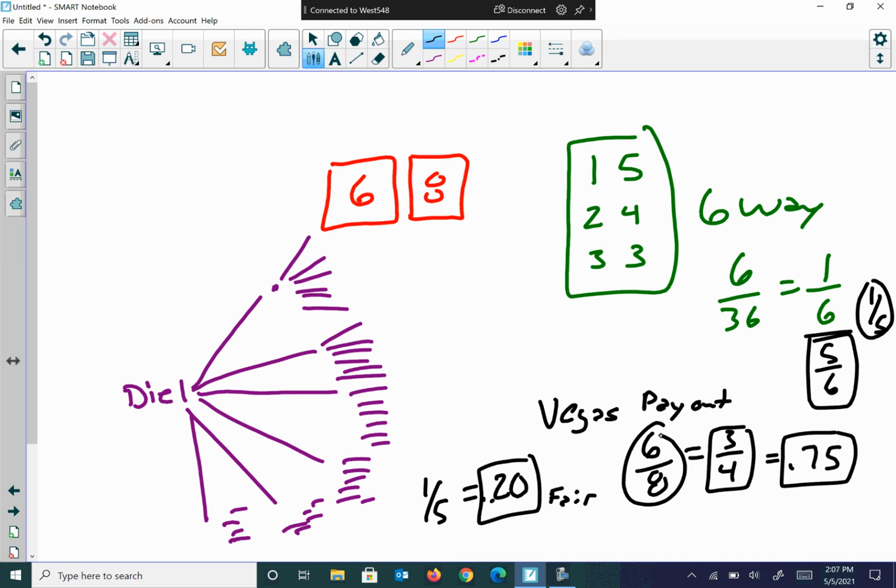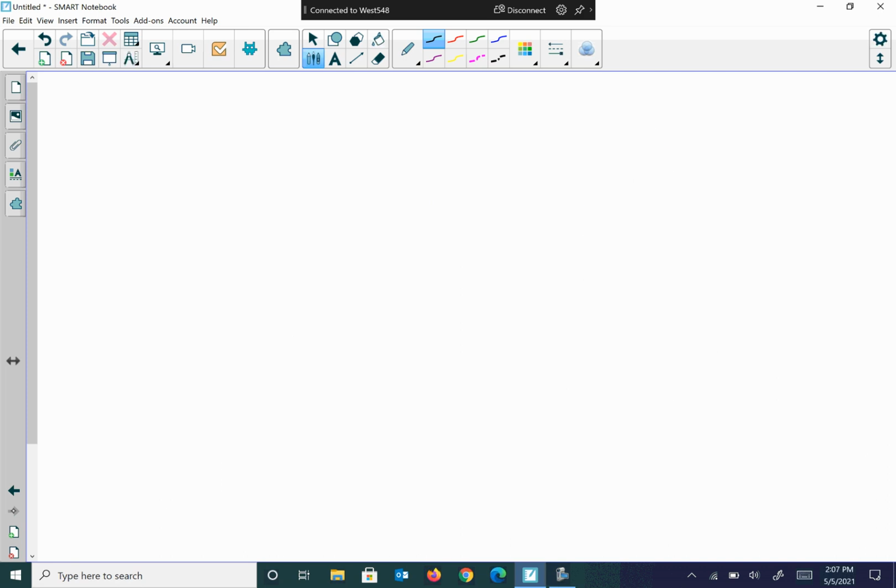So we're going to play a little bit more with tree diagrams. And I want to go back to something that we know. Y'all have your phones, because I can see they're in your hands. Will somebody look for me?